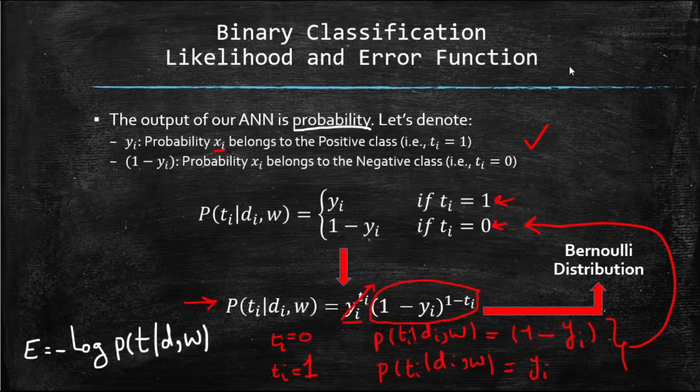So this here says that if the ground truth is 1, which means that my input actually belongs to the positive class, then y sub i would be the probability, the prediction of your network for that input actually belonging to the positive class. That is how you find this mapping. So for t sub i equals 1, y sub i is important. For t sub i equals 0, 1 minus y sub i would be important.